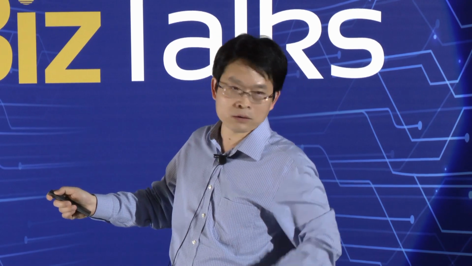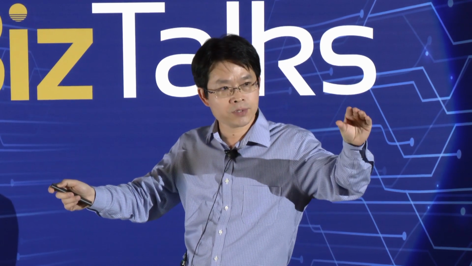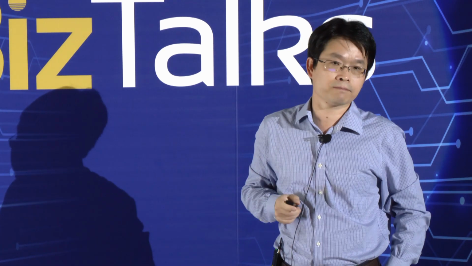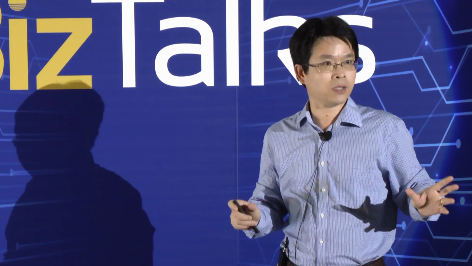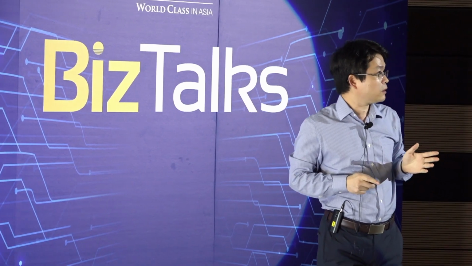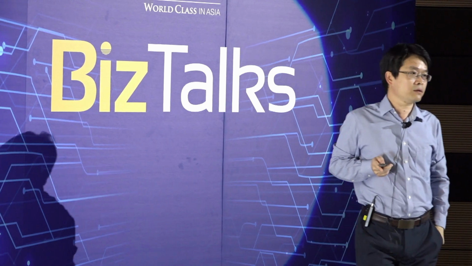So how to do that? Here's what we thought, what we call transfer learning. You're going to see transfer learning is going to be very useful. For example, in this project, we also try to apply this approach. We train the model with Illinois data, and then we apply this model to other states, so-called corn-based states, like Indiana, Iowa, and also Missouri. And we're going to see this model actually works very well, even without training data from these 3 states. So that's the first thing. For places where we lack data, we can apply transfer learning.